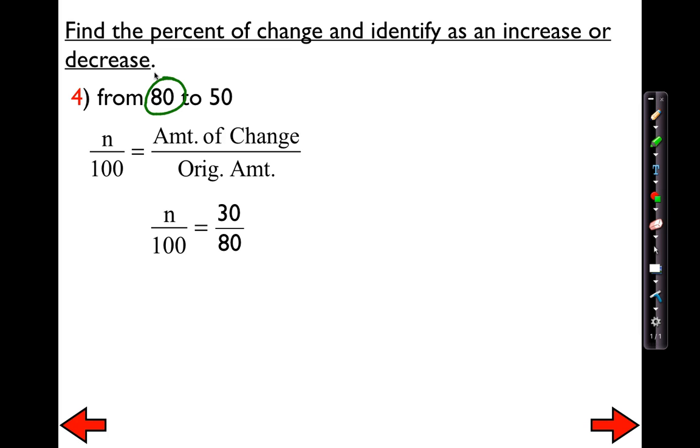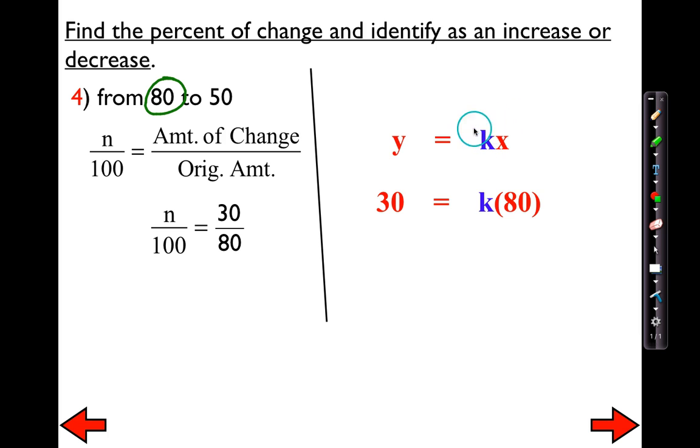You can go ahead and solve by trying to figure out the constant multiplier, or you can also use the equation y equals kx. So y is going to represent the amount of change. So from 80 to 50, it's a change of 30. Now k is a percent of change. We're going to leave it as k because that's what we're trying to solve for. But x is the original amount, and that's why we went ahead and put 80. Now to solve for k, we're going to have to divide both sides by 80.